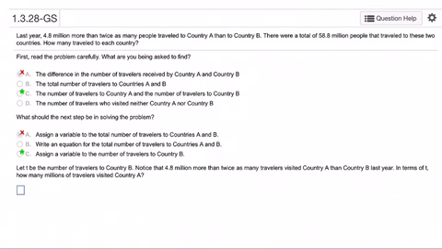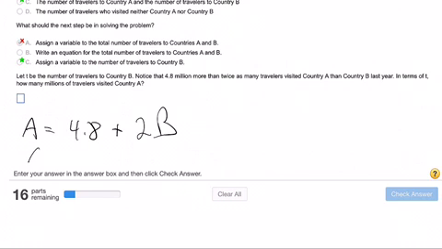It says 4.8 million more than twice as many people travel to A than travel to B. So what they're saying is that the number of people that travel to A is going to be 4.8 million more than twice as many. So it's looking like A equals 4.8 plus 2B. That's where my mind is telling me to go, and if it doesn't work, we'll fix it. It also says there were a total of 58.8 million people that traveled to the two countries. So A plus B should be 58.8 million. Now we have two equations and two unknowns, so we can solve.